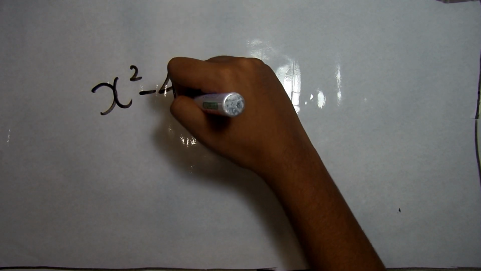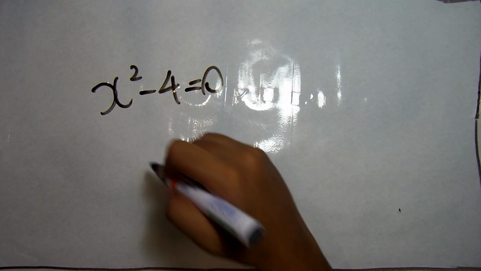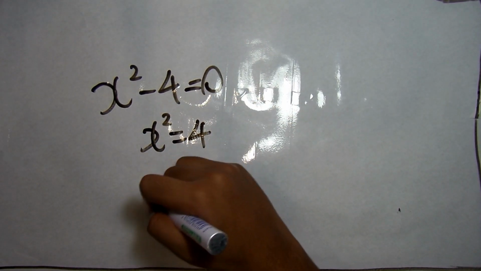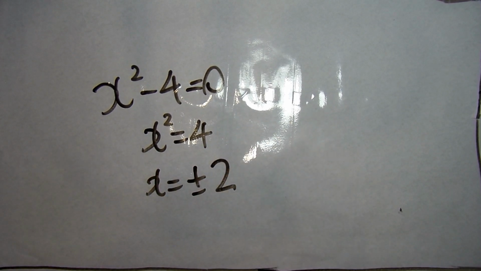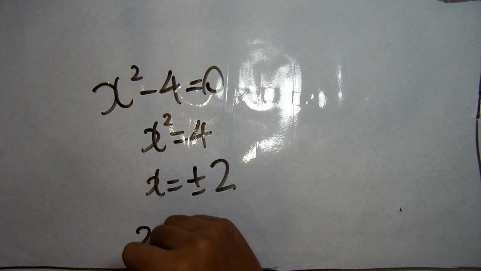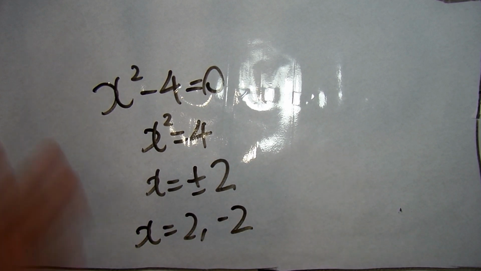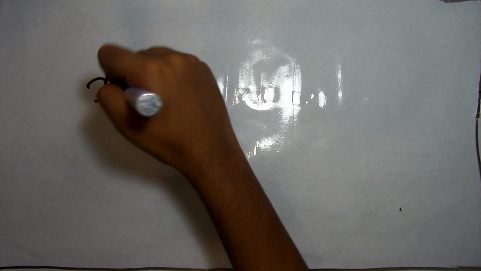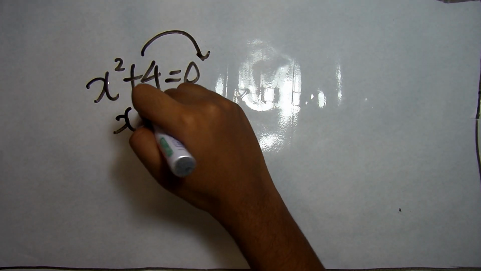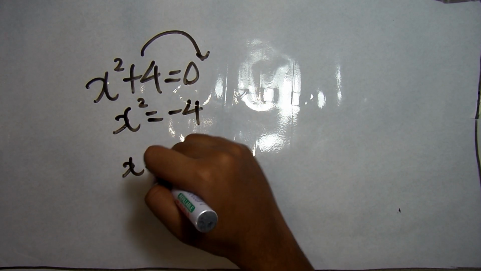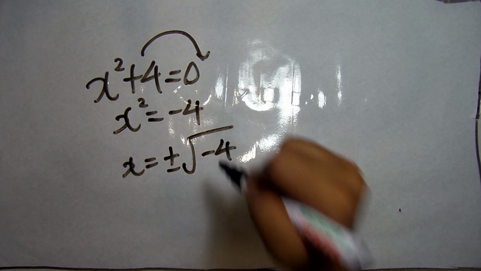Why are complex numbers necessary? To solve the equation x squared minus 4 equals 0, we get x squared equals 4 and x equals plus or minus 2. It's a clear answer. The answer can either be x equals 2 or x equals negative 2. Both will satisfy this. However, when we have the equation x squared plus 4 equals 0, and we are asked to find the value of x, we move 4 to the other side, so x squared equals negative 4, x equals plus or minus the square root of negative 4.